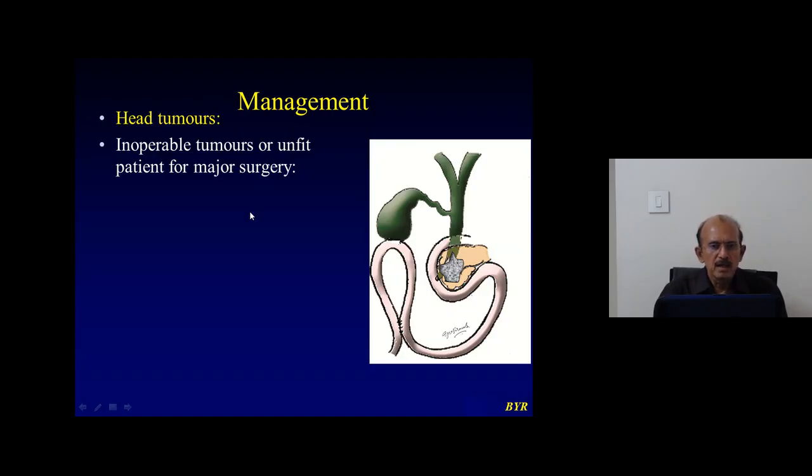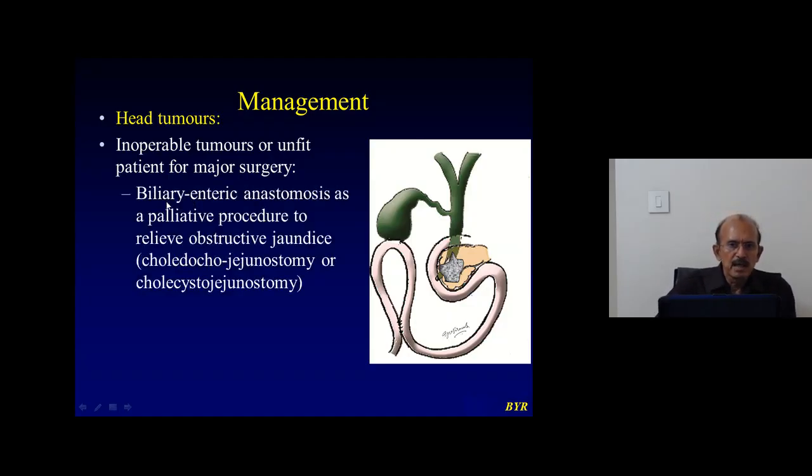So you find some bypass for the biliary ducts. What you do is a biliary enteric anastomosis as a palliative procedure to relieve obstructive jaundice. You can do choledochojejunostomy or cholecystojejunostomy. Choledochojejunostomy means you anastomose this loop of jejunum to the common bile duct. You take it here and anastomose it to the common bile duct because it's already dilated, so it is easy to perform the surgery. Or you can anastomose to the gallbladder directly.